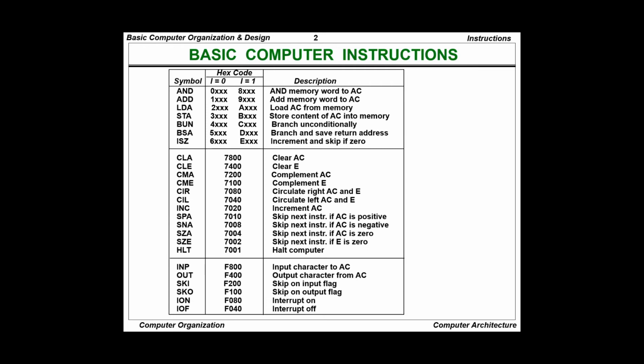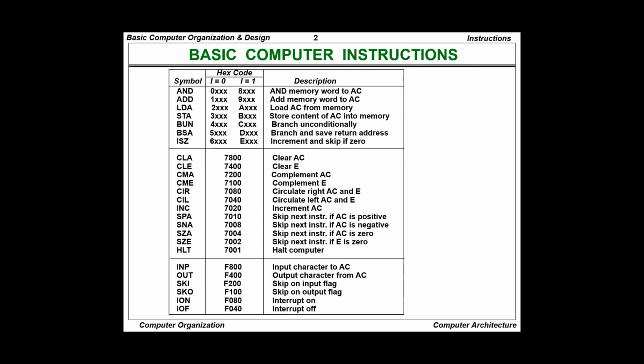Next, BSA. So BSA is 5xxx and Dxxx. So branch and save return address. So BSA stands for branch and save return address. Now ISZ. So ISZ is increment and skip if 0. So first we will increment and we will skip when it is 0. So when I equal to 0, it is 6xxx, and when I equal to 1, it is Exxx.